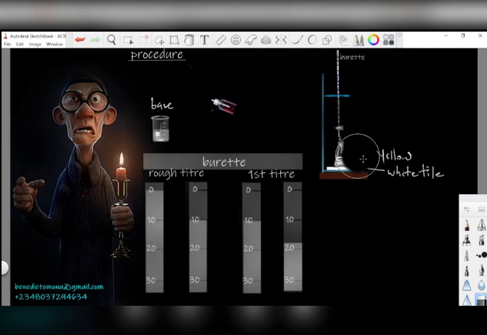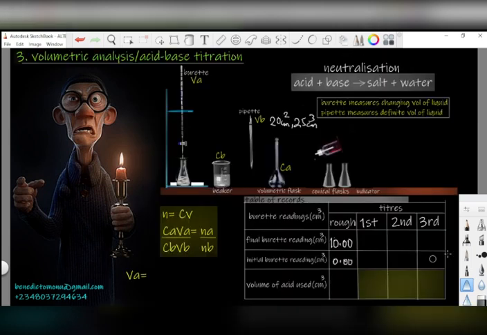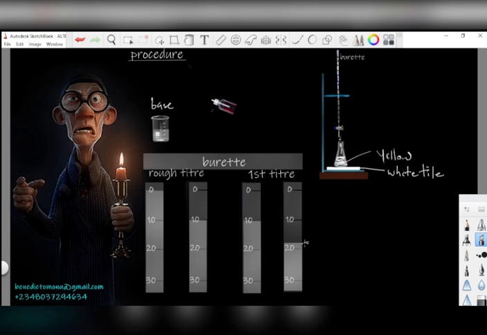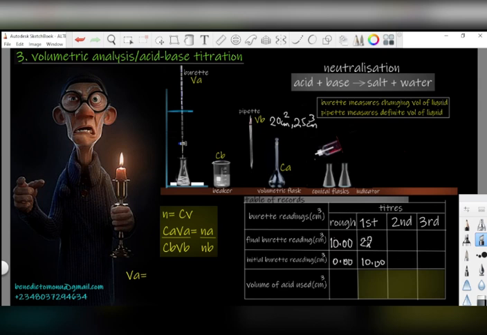I repeat a new experiment. The whole thing I've done, I repeat again for a new one. But I continue with this volume of the acid. It was initially at 10. Doing a new experiment reduces the volume again down to 20 on the tube. So the 10 from the first titer will be the initial, 10.00. The final, I got 20, let's say 22, so final will be 22.00.